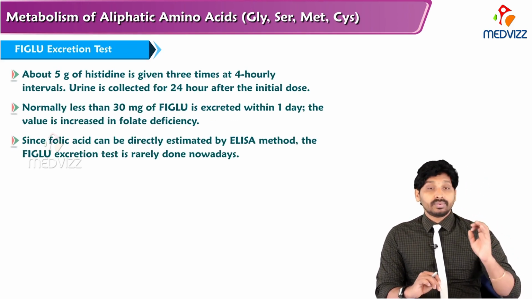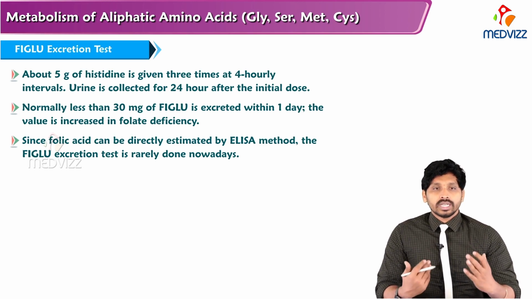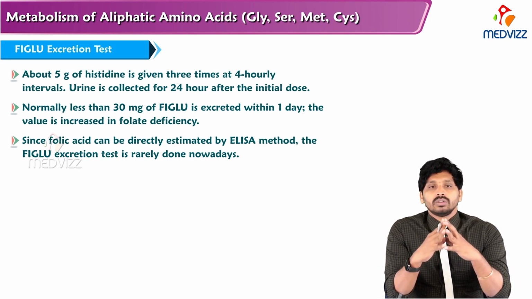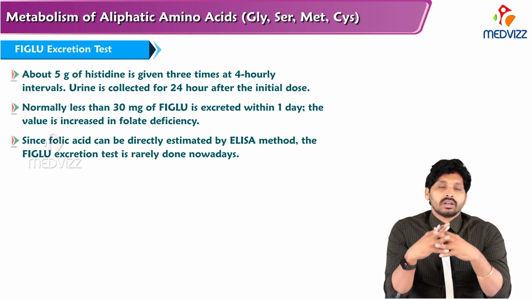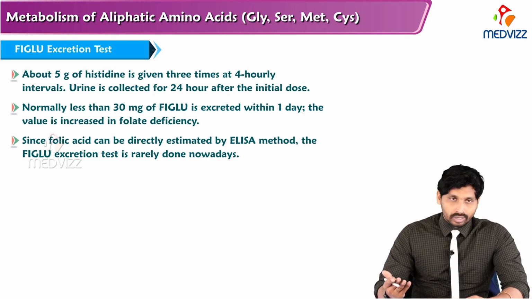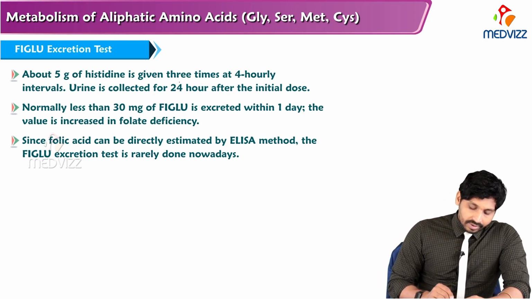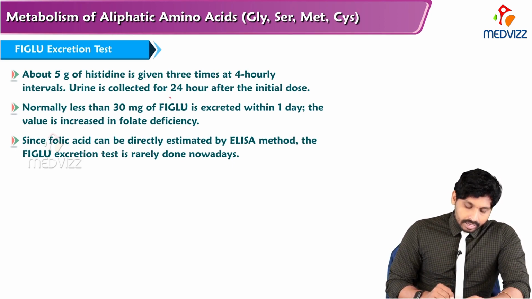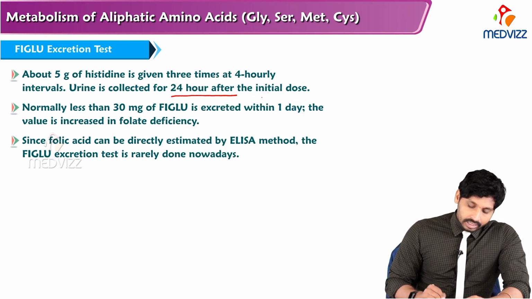So finally, the FIGLU excretion test. I already told you in the beginning, with the FIGLU excretion test we can make out vitamin B9 or folate deficiency. How is it done? Otherwise it is known as the histidine load test. About 5 grams of histidine is given 3 times at 4 hour intervals. Urine is collected at the end of 24 hours after the initial dose.